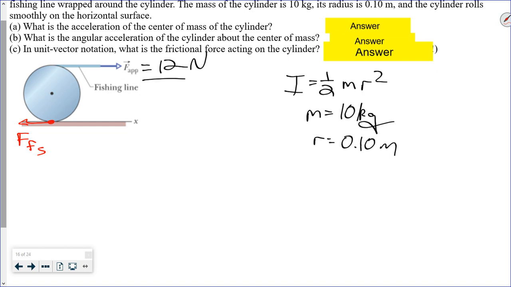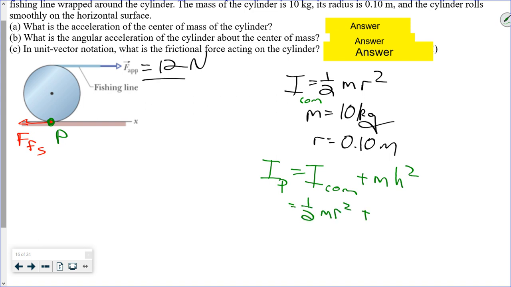So A says, what is the acceleration of the center of mass of the cylinder? I'm going to do exactly what I recommend. Let's call the contact point P, and let's call that our pivot point. So let's calculate I about point P. That should be I about the center of mass, notice this is about the center of mass, plus mh squared. So we've got 1/2 mr squared plus, my h is just r, so that's 3/2 mr squared. That's the rotational inertia about that pivot point.